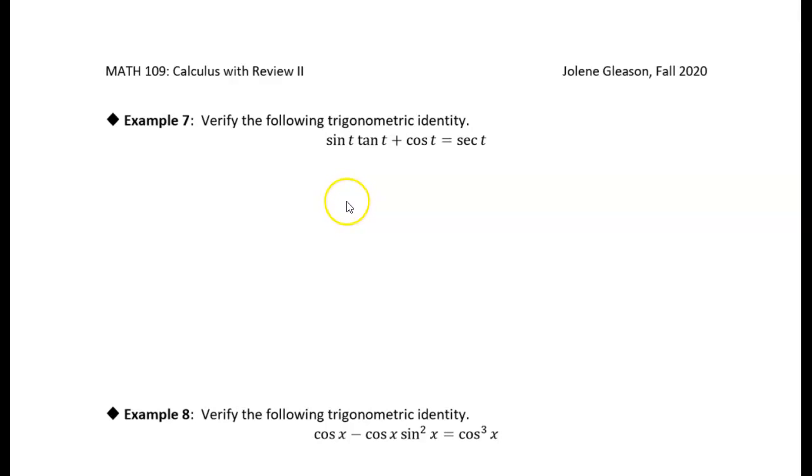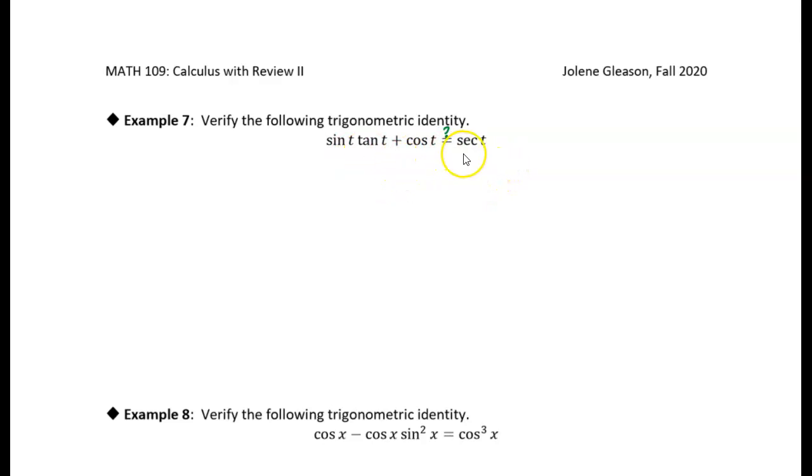All right, so here's another example of verifying an identity. So again, remember that this equals is not an equals in the traditional sense. We're basically asking, is this equal? Can we prove that one side is equal to the other?